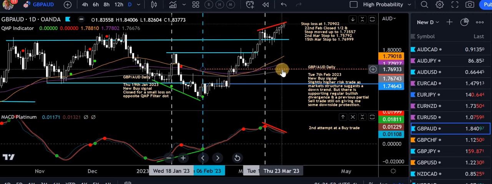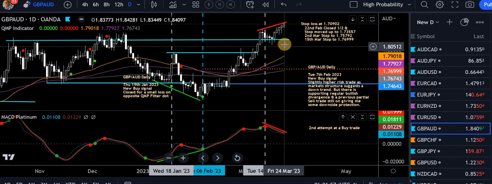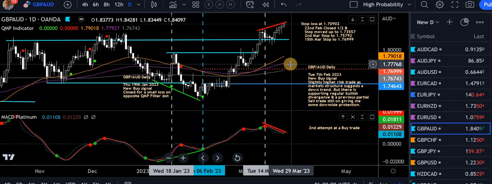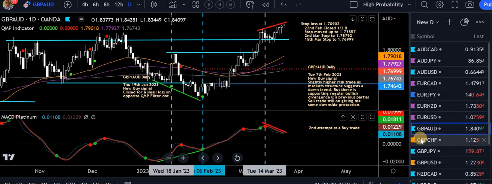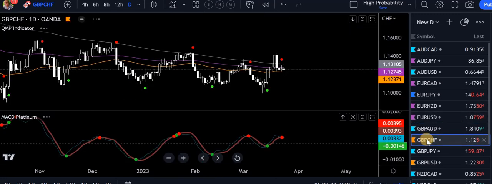But I like to just keep it sort of between the 50 and the 100. So there's no rush to move it as yet. Can't imagine one candle being that big down, but you never know. So it's a Pound Aussie looking good. Now Pound Swiss.